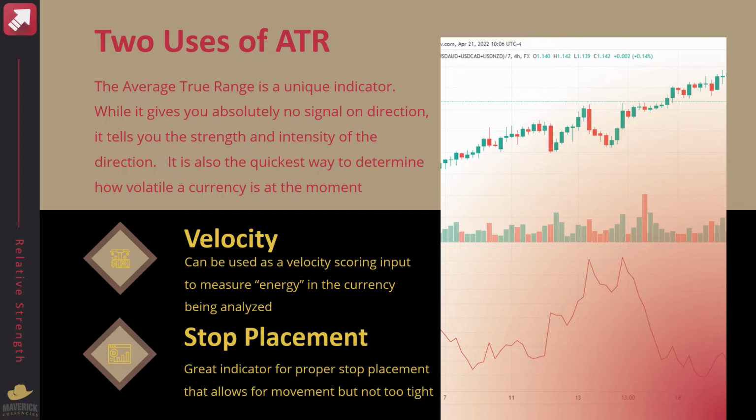So the quickest way to determine how volatile a currency is with ATR. And we're really going to use that trend as a way to identify which currencies are getting more intense. Remember, when we say the word intense, we're really talking about which currencies have the largest supply and demand imbalances at the moment. And that's really what we're looking for.